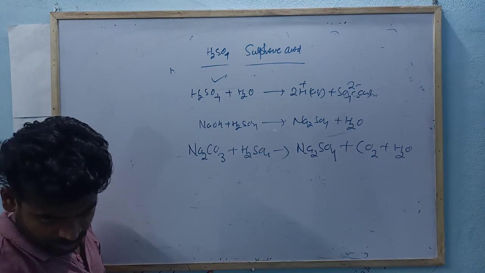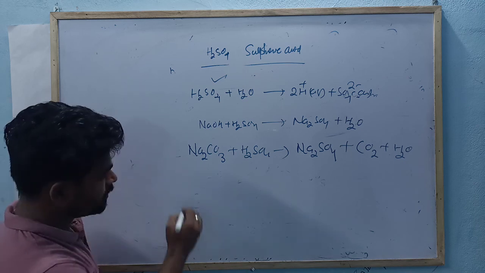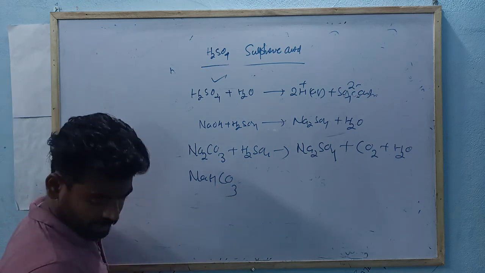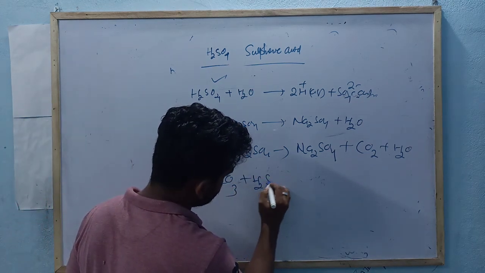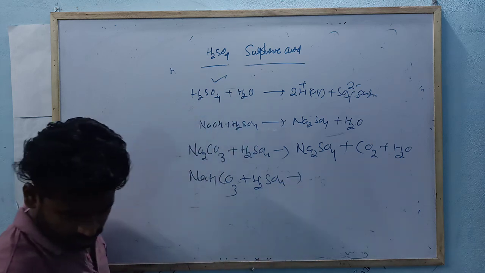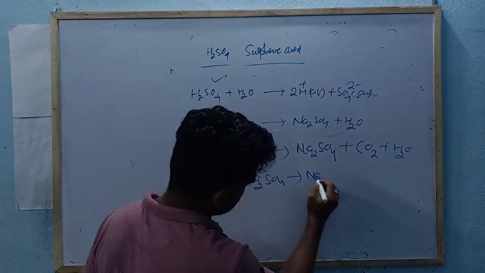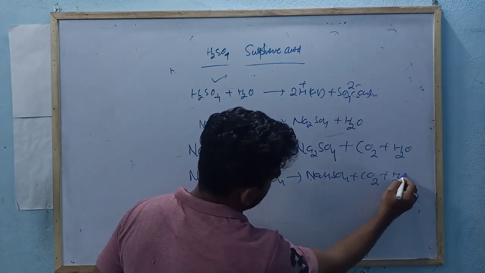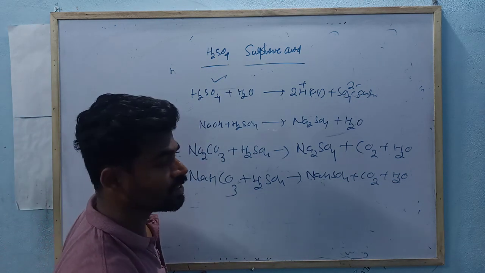Again with bicarbonate, let's say NaHCO3 plus H2SO4. Tell me the salt formed here. Say again: NaHSO4 plus CO2 plus water. So these are the various reactions showing its acidic nature.